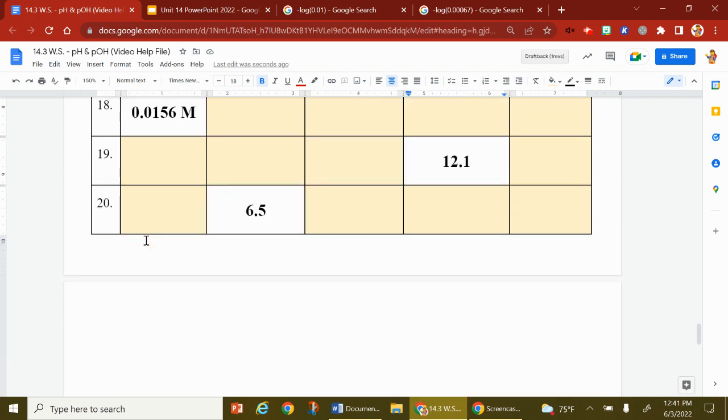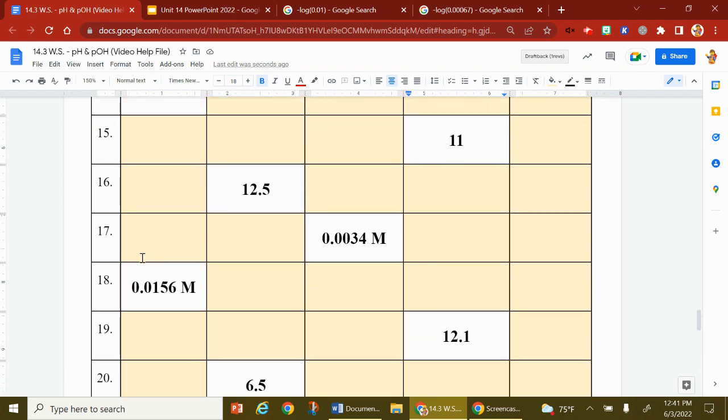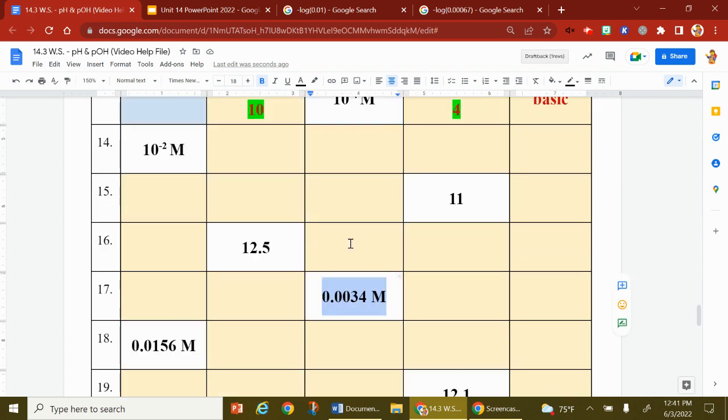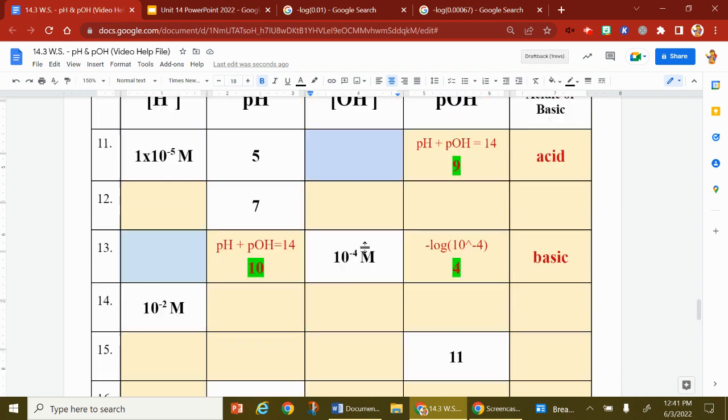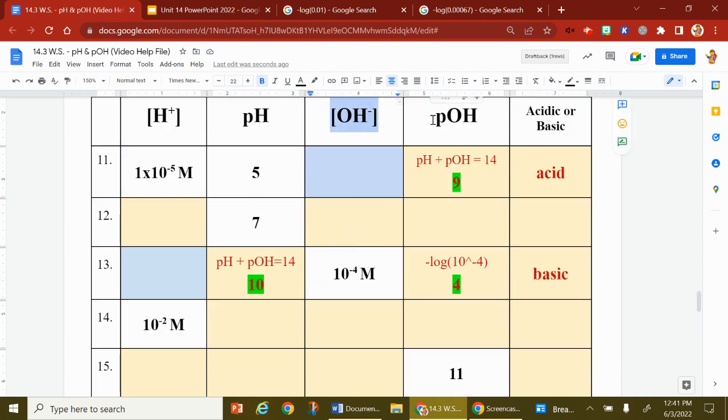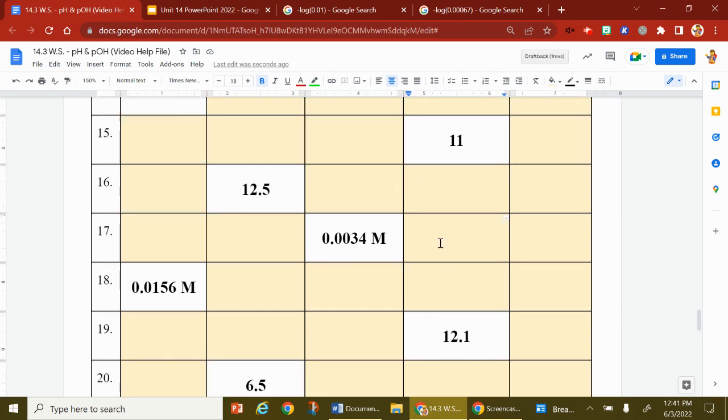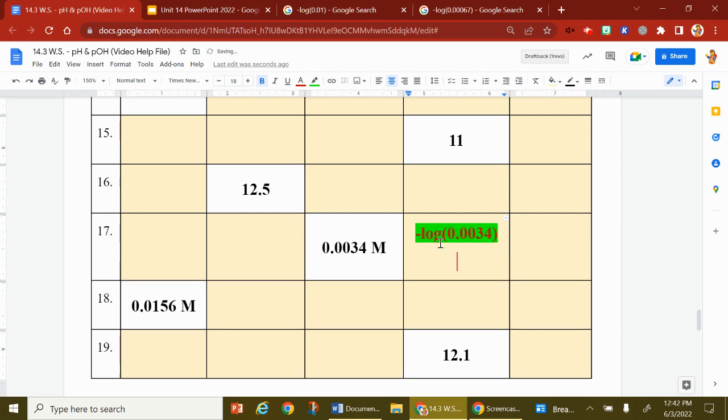All right, let's take a look at number 17. In this case, you got the concentration of the base again. All right, but it's a weird number. It's not a nice, easy decimal. It's 0.00034. So if we know the concentration of the base, you can find the power of the base by taking the negative log. Negative log of 0.00034. What do you get?